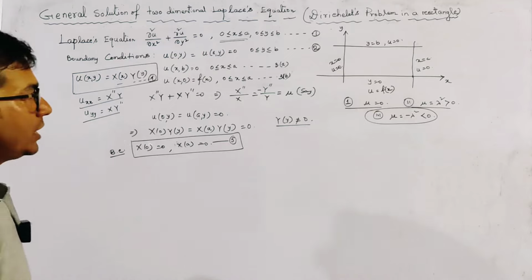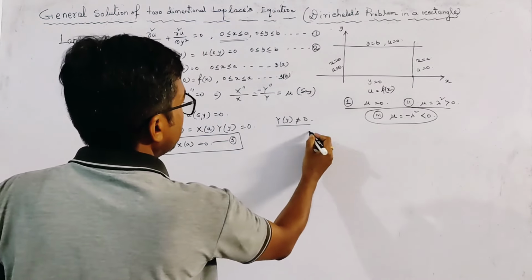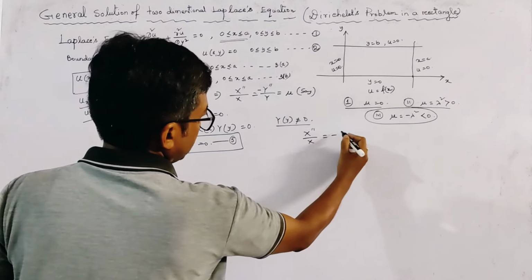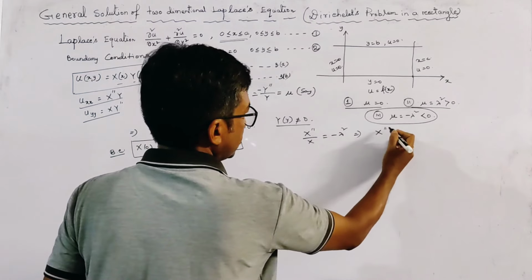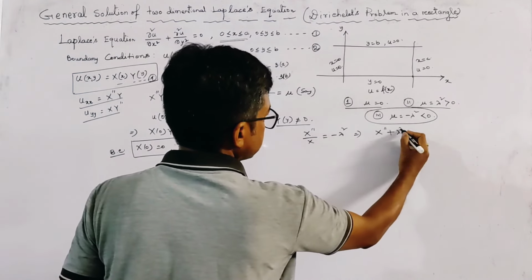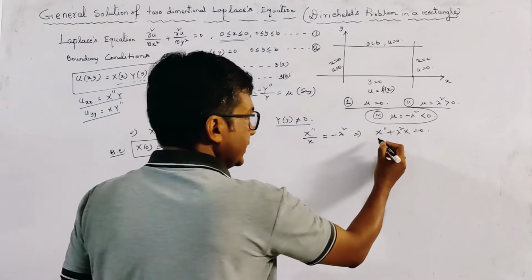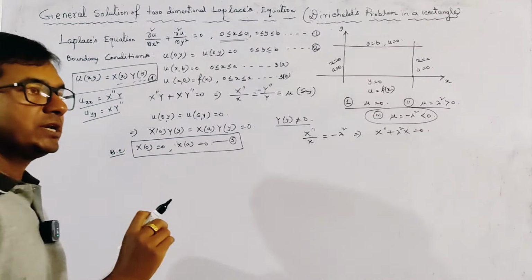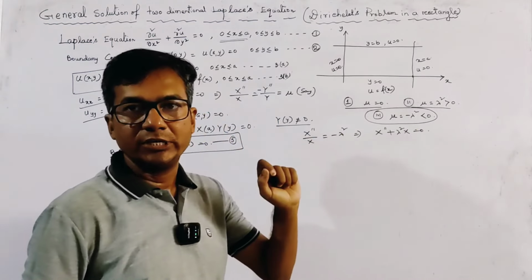Now for the third case, we get X''/X = −λ², and this relation gives X'' + λ²X = 0. Clearly this is an ordinary differential equation of second order, also linear and homogeneous.